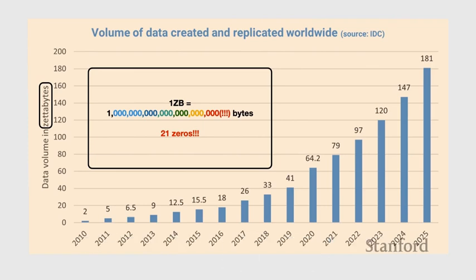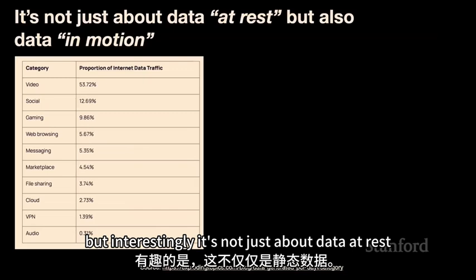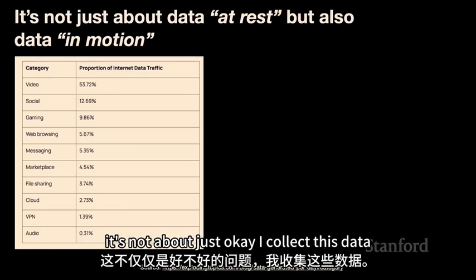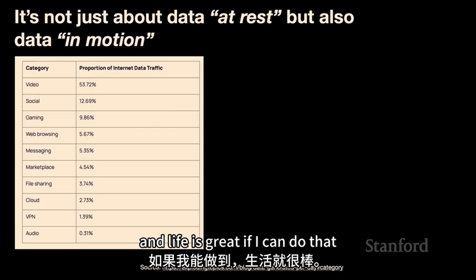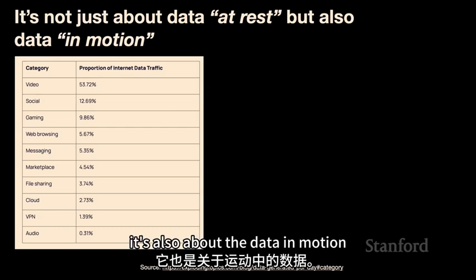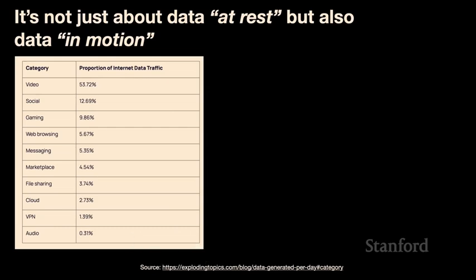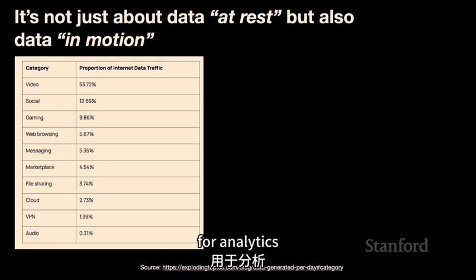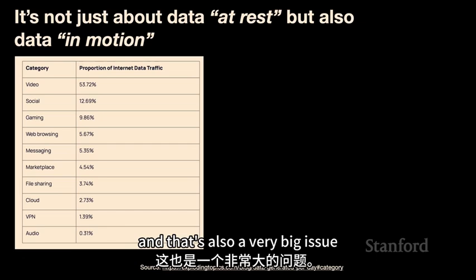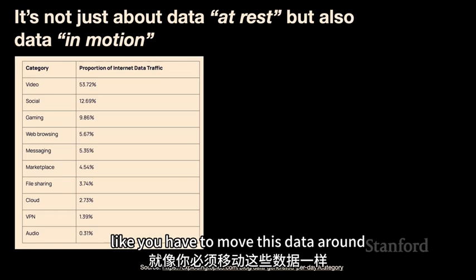Okay. But interestingly, it's not just about data at rest. It's not about just, okay, I collect this data, I store it in one place, and life is great if I can do that. It's also about data in motion. Once you store this data, you will use it for 1,000 different applications, for analytics, for just transferring data to your friends, and so on and so forth. Right? And that's also a very big issue. You have to move this data around.